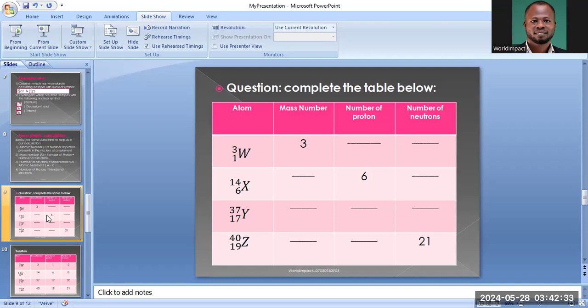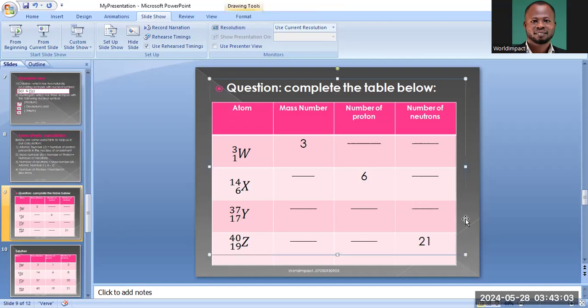For W, what's the number of protons? What's the number of neutrons? For X, what's the mass number there? Then what's the number of neutrons? For Y, we have to supply the mass number, number of protons, and number of neutrons. It's very simple. Just apply the principles I gave you earlier in the previous slide. And this is it. Okay, right now I want to believe you have solved it.